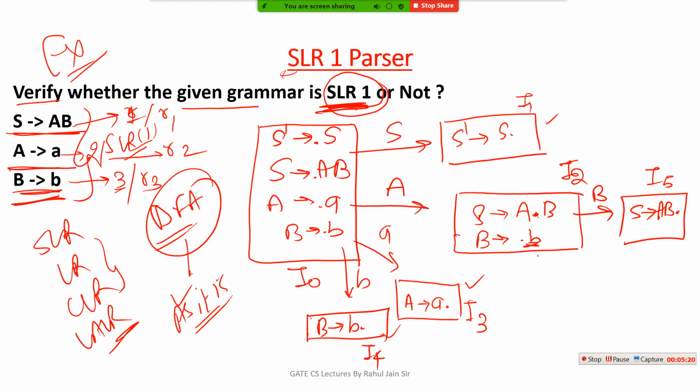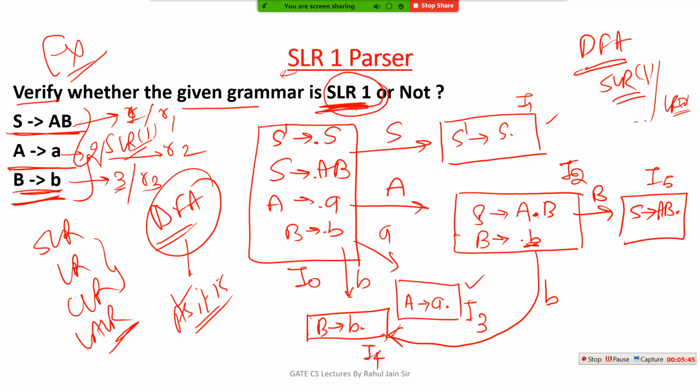Where is it getting shifted? This B terminal is getting shifted to I4. On small b I am shifting to I4. Now this is my DFA, deterministic finite automata for SLR1. So as of now you can compare SLR1 with LR0. Nothing is changed, everything is similar.